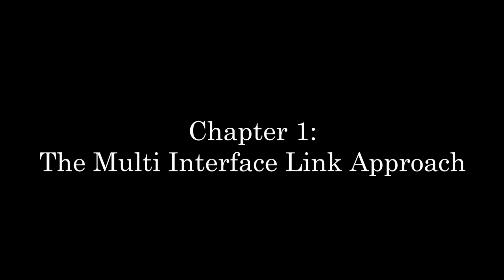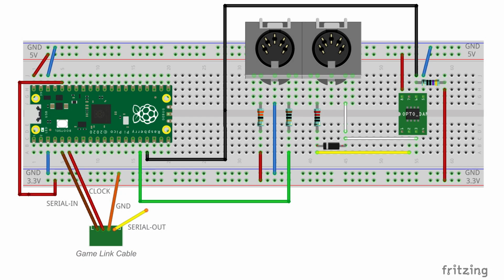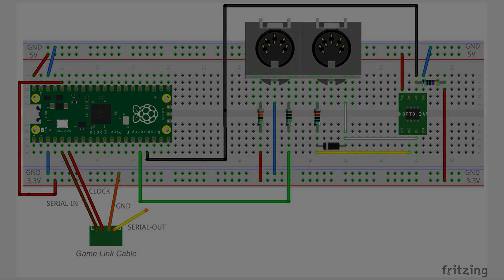First of all, I should probably answer the question of how exactly the multi-interface link approach to achieving 16-channel Game Boy MIDI works. Well, during my bachelor's degree, I already designed and subsequently built a Raspberry Pi Pico-based Game Boy MIDI interface that receives MIDI signals of the UART protocol at the GPIO pin GP13, converts them into the clock and serial out signals of the GameLink protocol, and then transmits those out via the pins GP3 and GP4, which should ideally be connected to a GameLink cable.